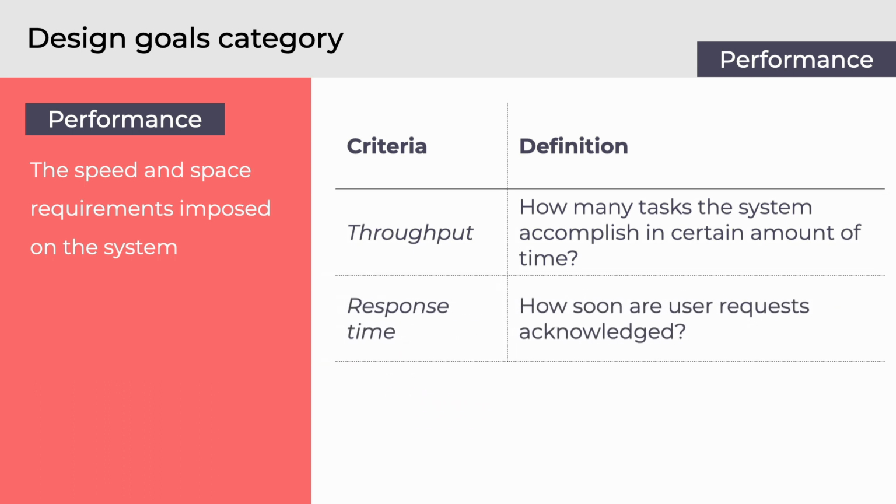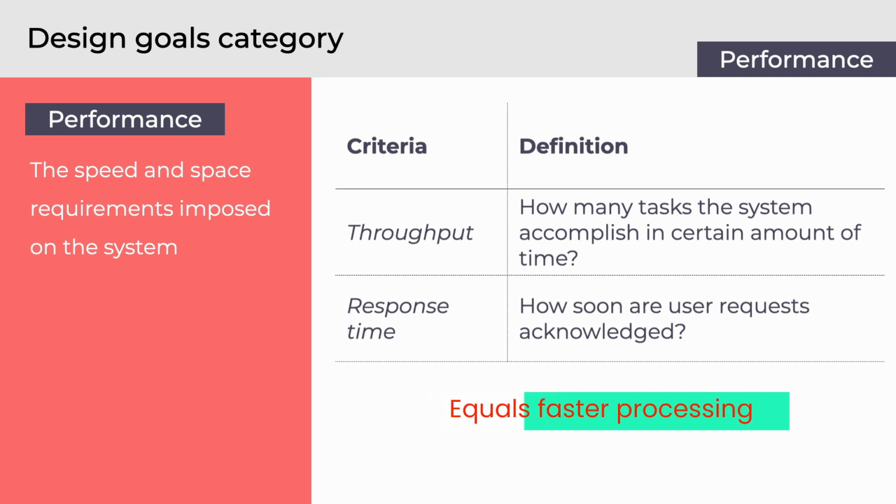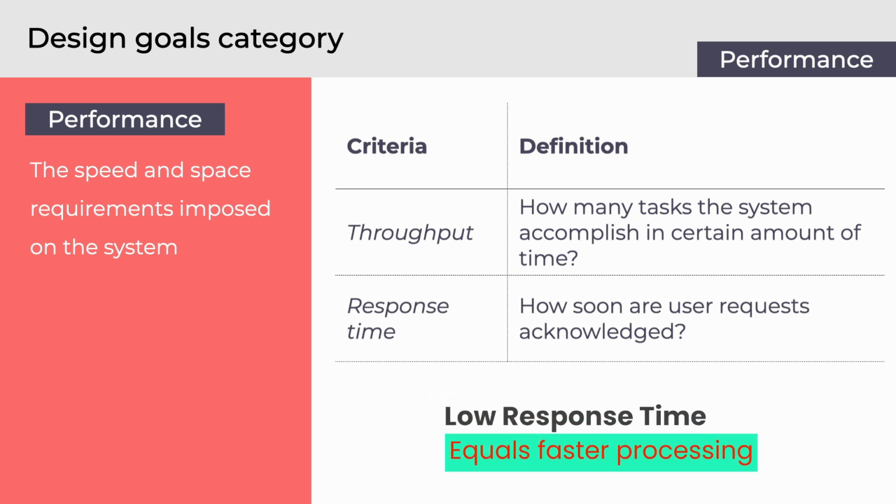Response time. Typically, system response time is defined as the time between when the user initiates an action and when the computer starts to display the results. This is answered by the question, how soon are the user requests acknowledged? We want the response time to be low, implying a service is acknowledging and responding faster.